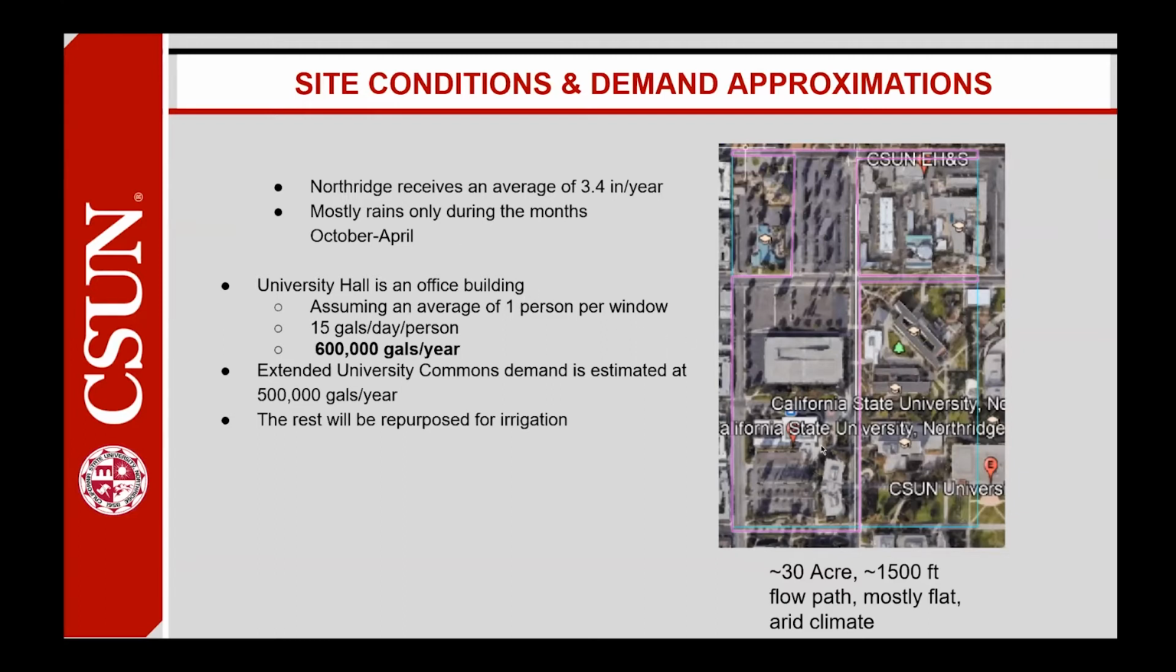Next, we asked ourselves, how do we estimate the demand of these buildings that the people inside will have? Since they're office buildings, we typically don't expect super full rooms. So we assumed one person per window and 15 gallons per person per day. Calculating a yearly demand that both buildings will put on the stormwater that we capture, and the rest will be repurposed for irrigation of neighboring bushes, trees, and plants along these buildings.